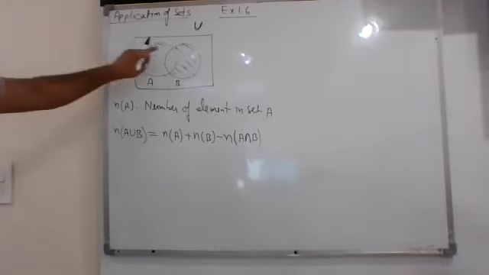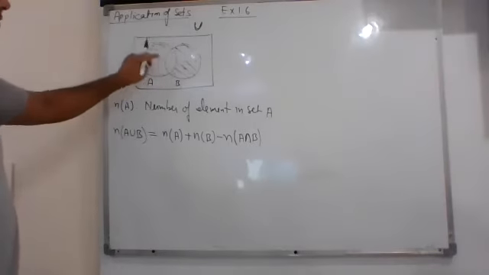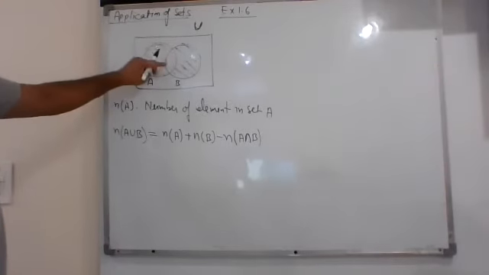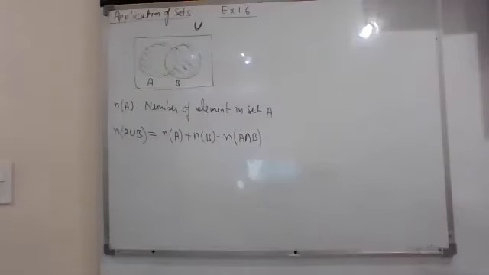Now see, this is set A, this is set B. So when you add these two sets, obviously you are involving this portion two times. That is why we have written minus n(A intersection B). Okay, so this is one thing.